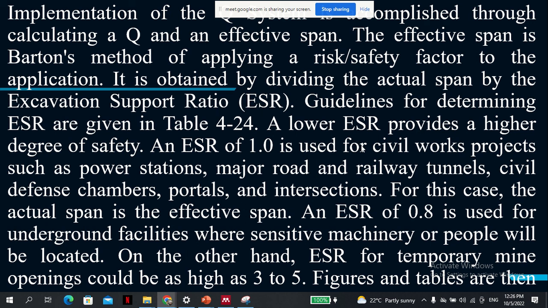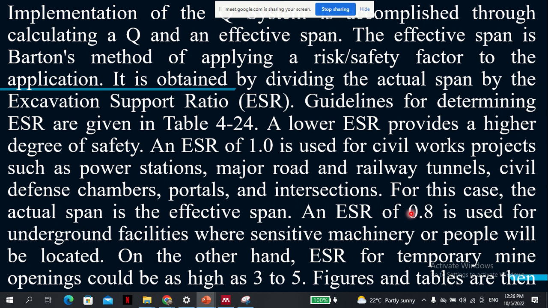A lower excavation support ratio provides a higher degree of safety. An ESR of 1 is used for civil works projects such as power stations, major road and railway tunnels, civil defense chambers, portals, and intersections. For this case, the actual span is the effective span. An ESR of 0.8 is used for underground facilities where sensitive machinery or people will be located. On the other hand, the excavation support ratio for temporary mine openings could be as high as 3 to 5.